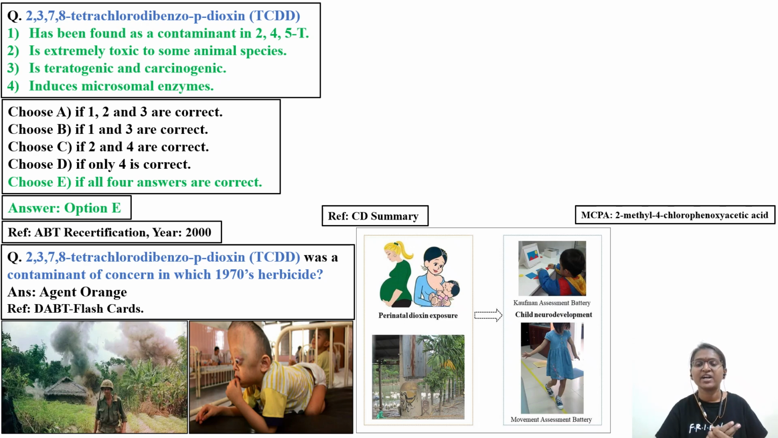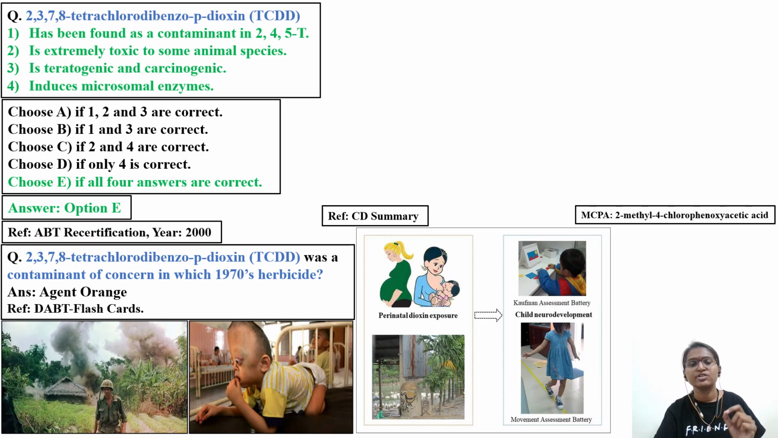Those who are preparing for the exam can also find the DABT flashcards available. In that also, this particular question topic was given: 2,3,7,8-tetrachlorodibenzo-para-dioxin was a contaminant of concern in which 1970s herbicide? The right answer will be Agent Orange. So TCDD is also known as Agent Orange. Why it is called Agent Orange, we'll see in the next slide.